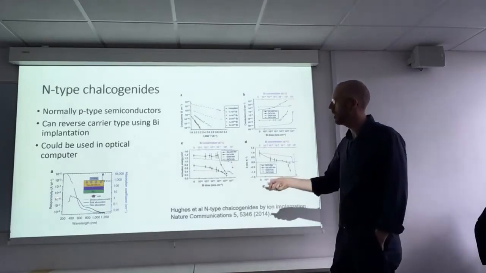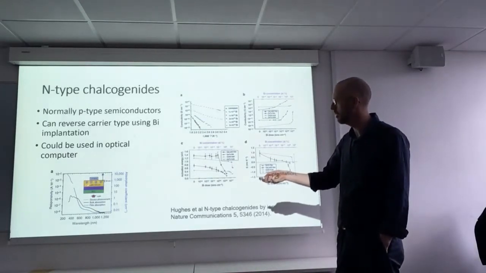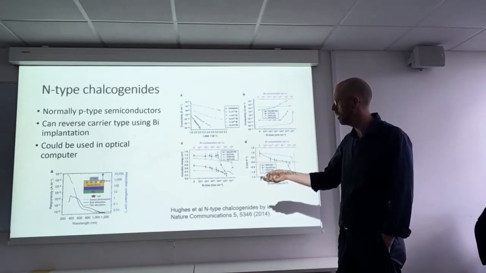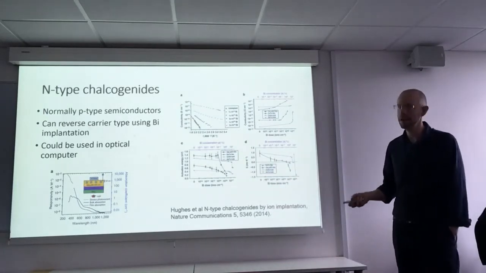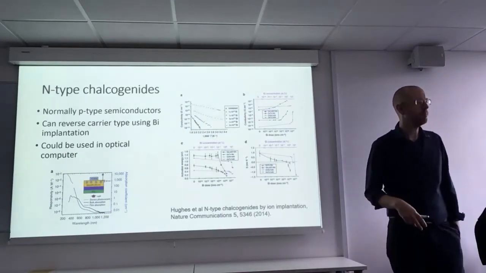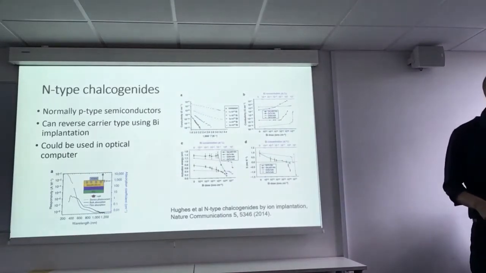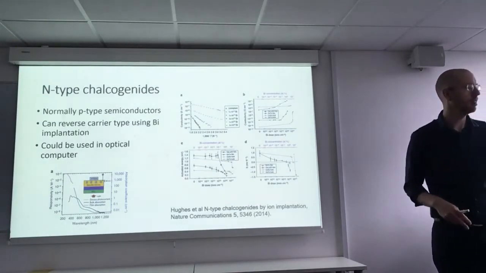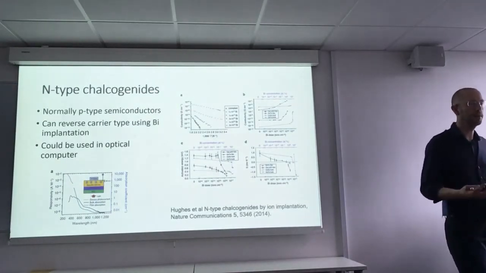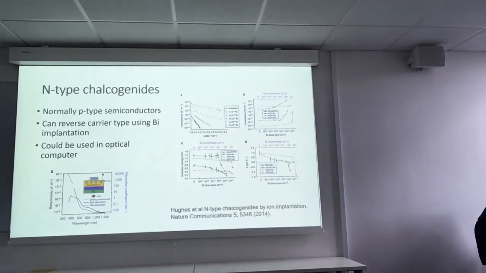We also built a device, so this is a diode. We've got some N-type here and P-type here, and it essentially responded to light in the way we'd expect. So this was some really important work that had been done on chalcogenide, so it's now known how to make an N-type.